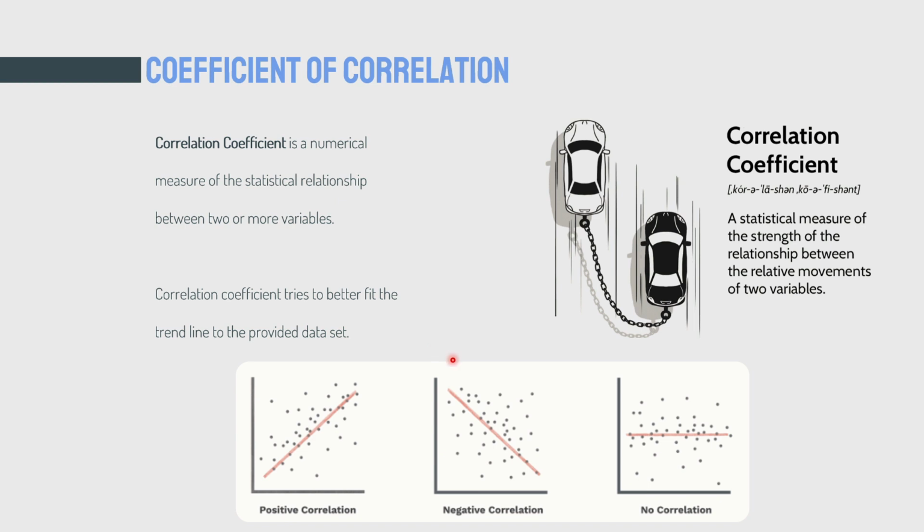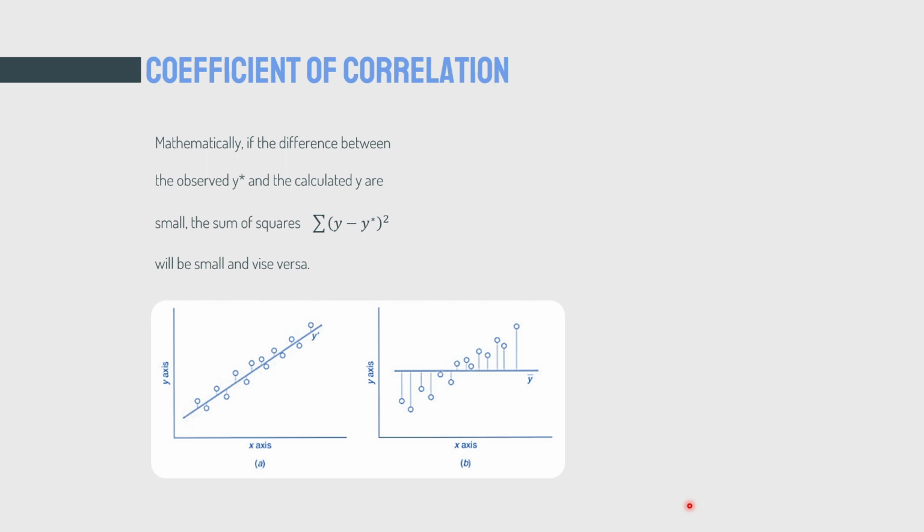So you've got to have that in consideration as well. Of course, as a general rule, we have positive correlation, we have negative correlation. You can see here increment, decrement, and if it's a line parallel to the x-axis, then there is no correlation at all. Mathematically, if the difference between the observed y and the calculated y star is small, then the sum of squares, the summation of y minus y star to the power of 2, will be small, and vice versa. So when the difference is big, the sum of squares will be big.